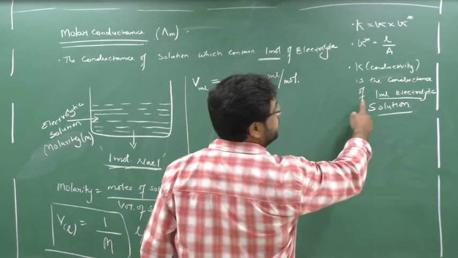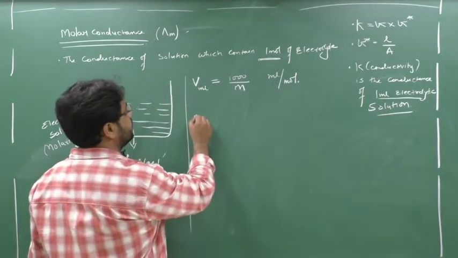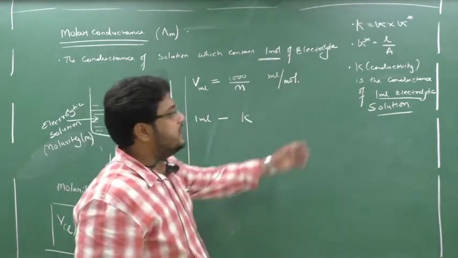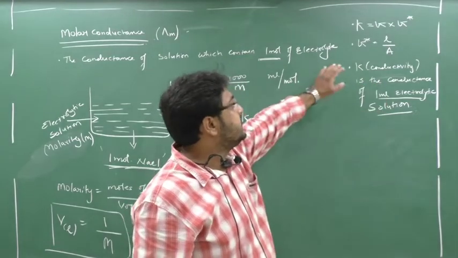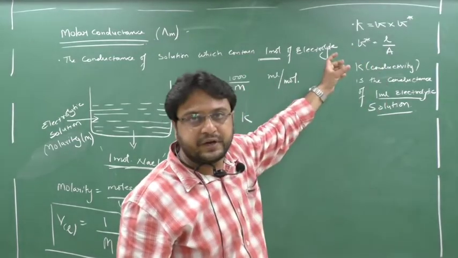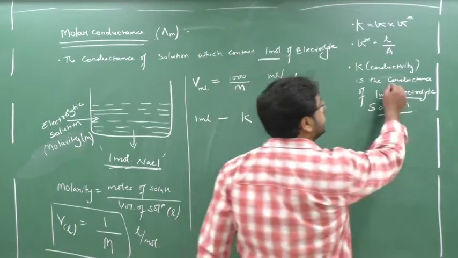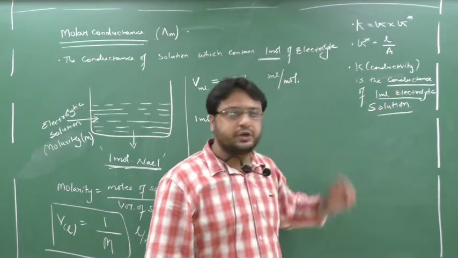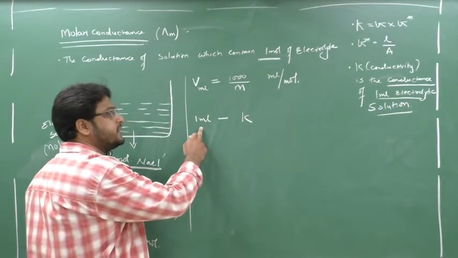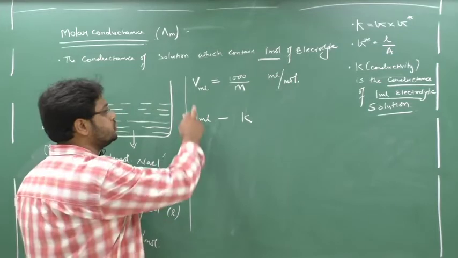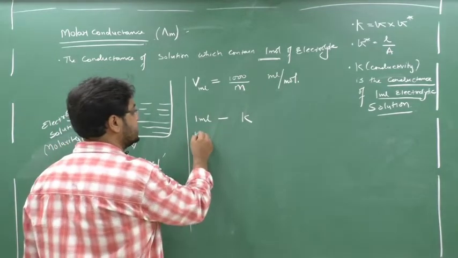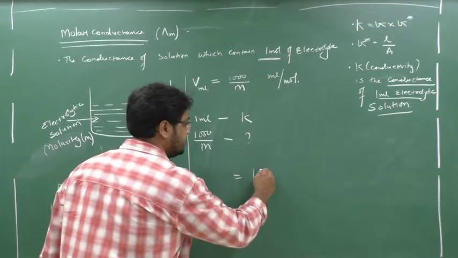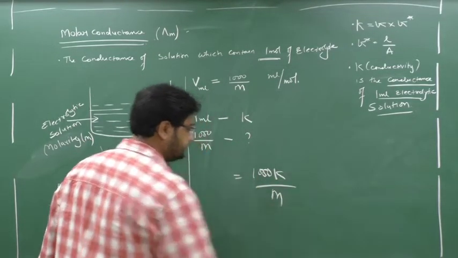Now you know K is the conductivity, and what is it? It is the conductance of 1 ml electrolyte solution. So for 1 ml, the conductance we are saying is K. Yes or no? Last class you have seen the definition. K is known as conductivity, and the definition of conductivity is that K is the conductance, that is G, of 1 ml electrolytic solution. How much solution in ml do I have? I have 1000 by M. So I will get 1000 K by M. Yes or no?